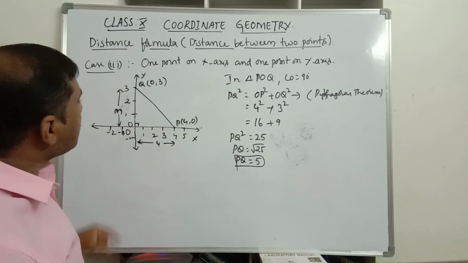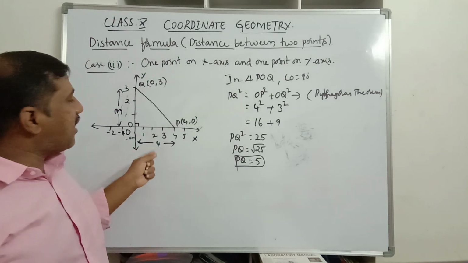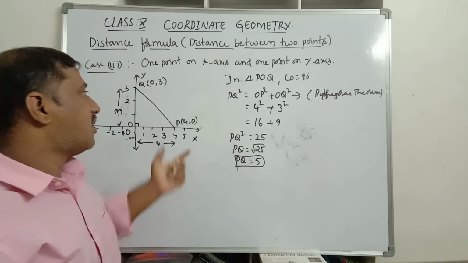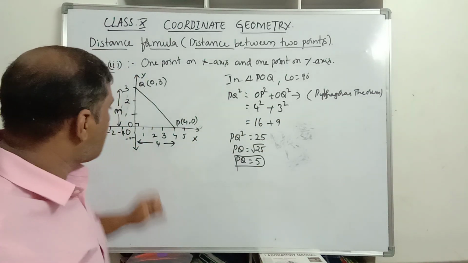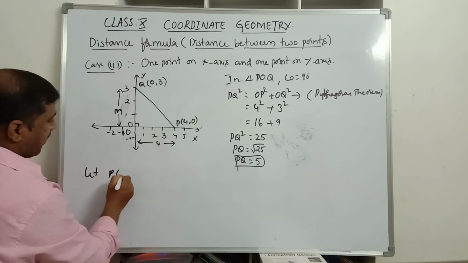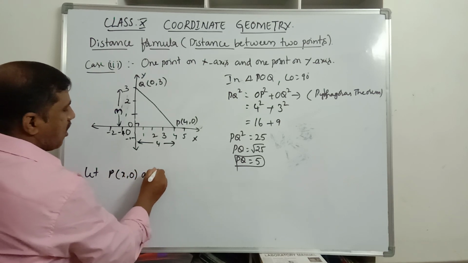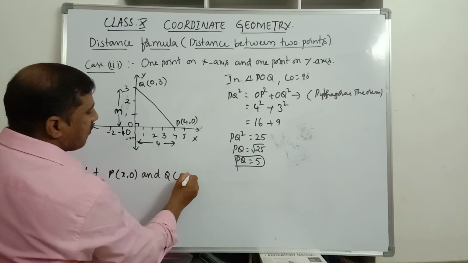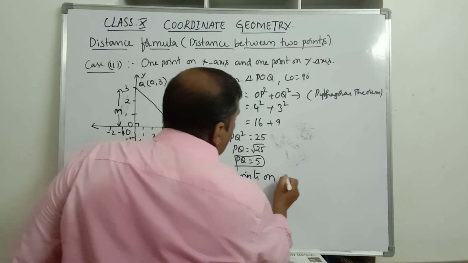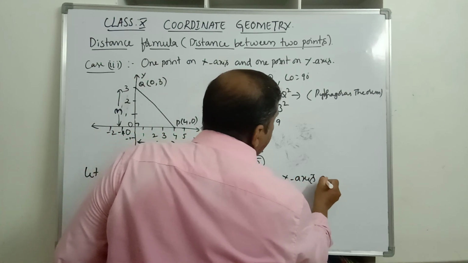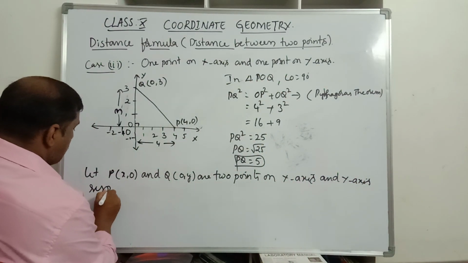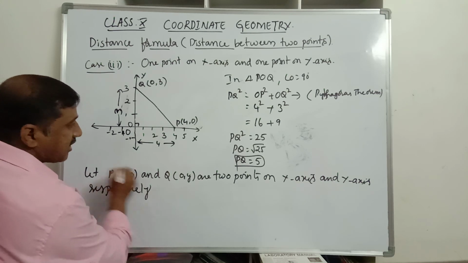So, now how do we find the distance between 2 points where one point is on the x-axis and the other point is on the y-axis? By using what? Pythagoras theorem. That is 4 square plus 3 square. Now we can generalize this. Let P (x, 0) and Q (0, y) be 2 points on the x-axis and y-axis respectively.